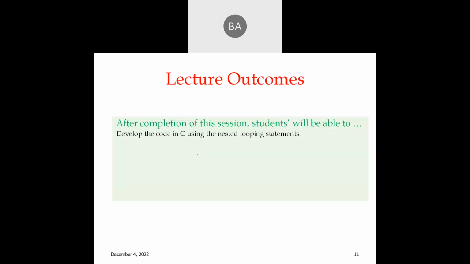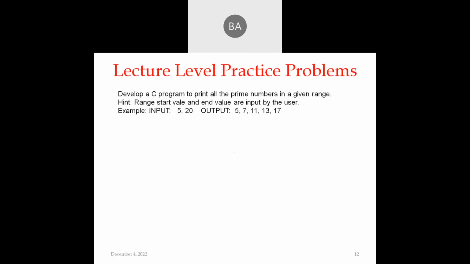So the lecture outcome is that after completion of this session, students will be able to develop code in C language using nested looping statements. So this is a lecture level practice problem. Now develop a C program to print all the prime numbers in a given range. For example, 5, 20. So in between 5 and 20, inclusive of both the numbers. So how many prime numbers are there? This is the starting value and this is the ending value. So what are the different prime numbers? You want to print all these prime numbers. To solve this problem, you need to use the concept of nested loops. We have to use that.